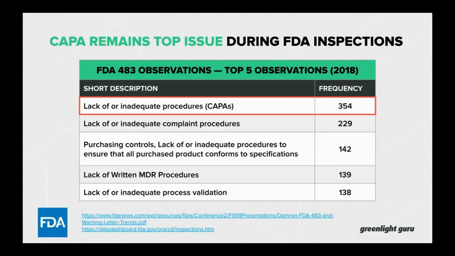A little bit of data here about CAPA, specifically from an FDA perspective. If you ever pay attention to FDA 483 observation, warning letter data, things of that nature, year after year after year, I think for probably 10 or 15 years now, CAPA is always at or very near the top of the systemic issues that are observed from an FDA inspection standpoint.